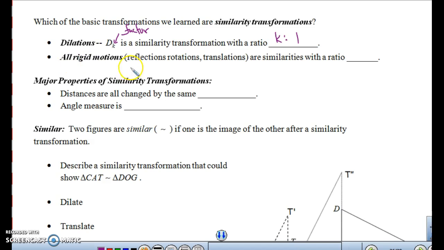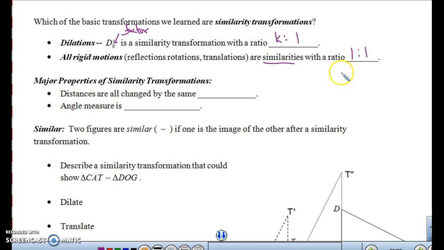Now, all rigid motions, reflections, rotations, and translations, are technically similarities too. Because what you start with is what you end with, what is your ratio of the sides? Well, it's actually going to be 1 to 1 because they're going to be the same every time.